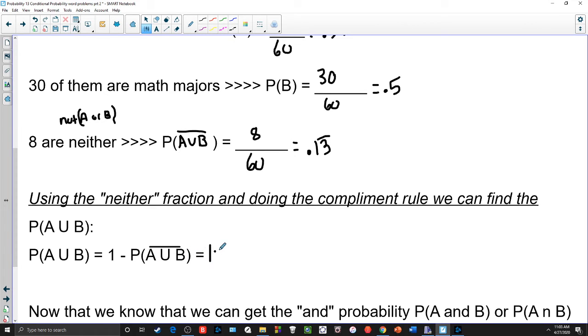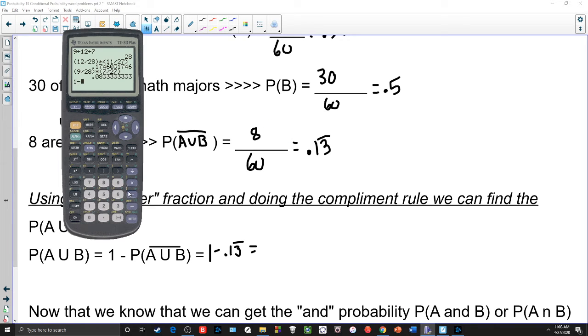So 1 minus 0.13 repeating. And this would end up giving you, let's see, that'd be 1 minus 8 out of 60. Let's just do this here. So 1 minus 8 out of 60.